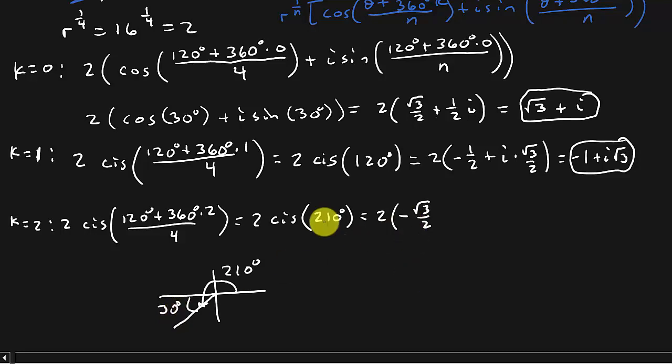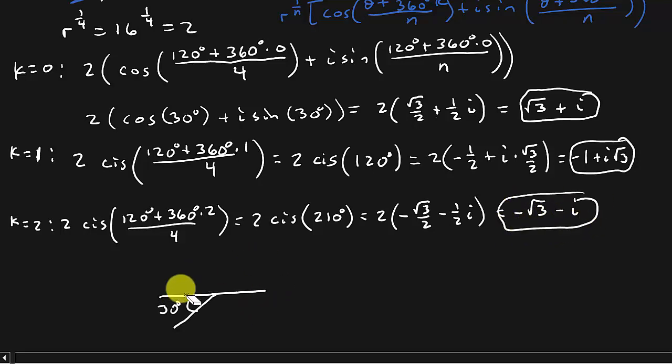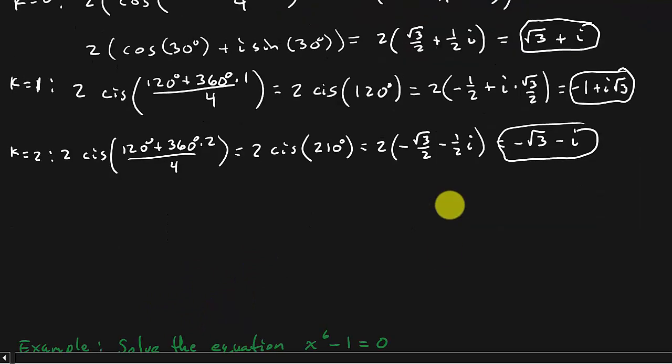See that? Then I've got to do plus i sine of 210. Well, what's the sine of 30? 1/2. I'm in the third quadrant, so it's negative. So minus 1/2 i. And so this is going to be negative square root of 3 minus i. And there's that one. All right, so that's all I'm doing, what I just drew there.